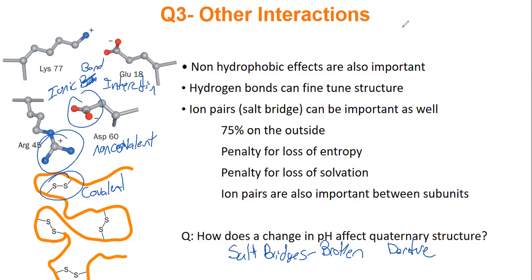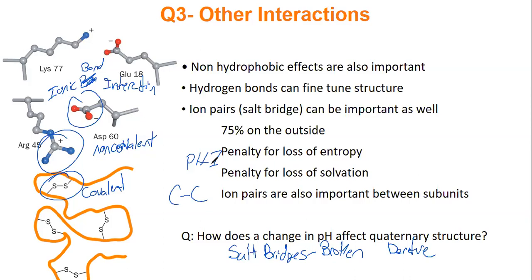Nothing happens to covalent bonds. Nope. pH does not break covalent bonds unless, well, pH will break covalent bonds of like oxygen and hydrogen, nitrogen and hydrogen. But if I have a carbon-carbon bond and I go to pH of 1, that's not going to break a carbon-carbon bond.